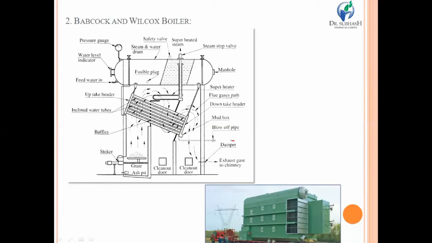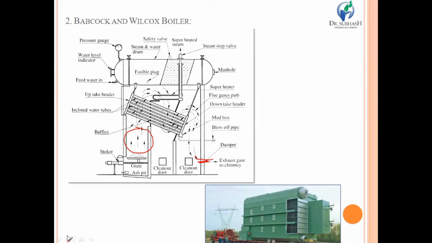Now exactly below it there is a damper. See, a damper is a kind of flue gas flow regulator. Look at this, this is the damper. Actually, it is a kind of door. If you open it fully, we can say that whatever quantity of flue gases is produced by burning the coal, all of it goes to the chimney through this damper.